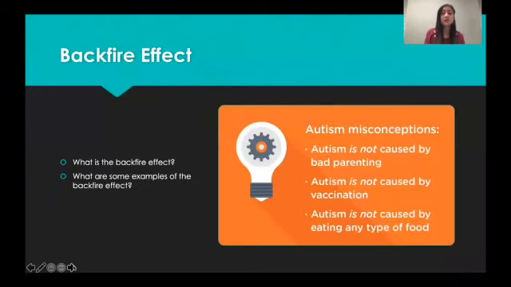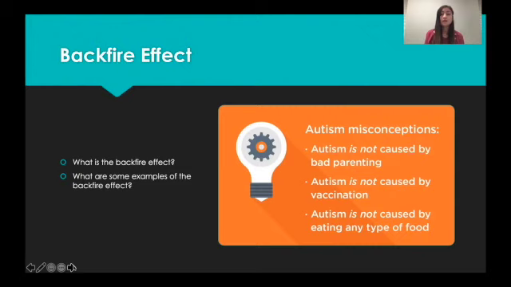I'll be starting off the presentation by talking about the backfire effect. The backfire effect is one of the many cognitive biases, and it is when one encounters evidence that challenges their belief, and they will reject that evidence and will strengthen their original belief. An example of the backfire effect is parents vaccinating their children.